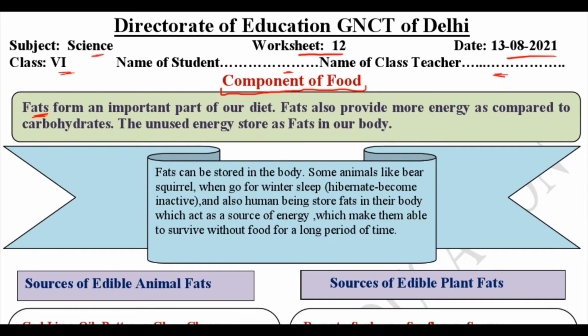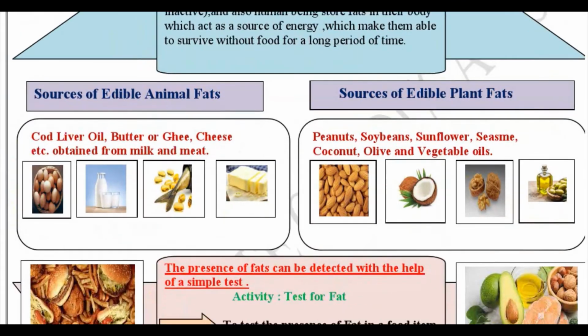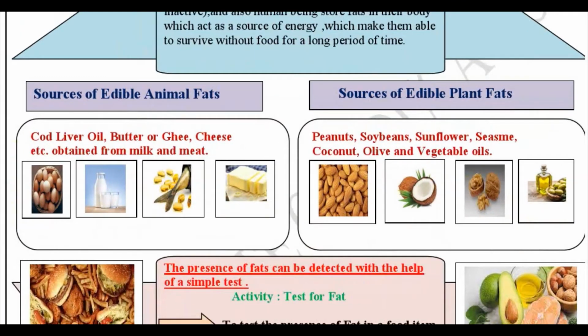Okay, now let's come down. So what's written here? Here there are some edible animal fats and here there are some edible plant fats. So you can see animal fats here and plant fats here. Now if you see, edible means eatable, and animal fats are the fats which we gain from animals. Then this one is edible plant fats. So these are the fats which are eatable and we gain them from plants.